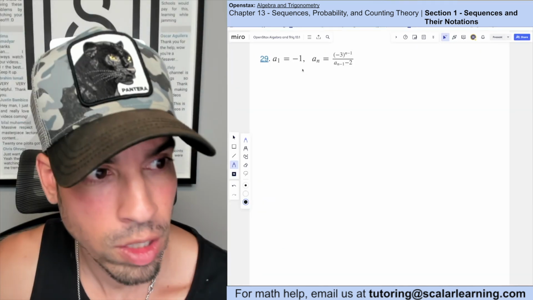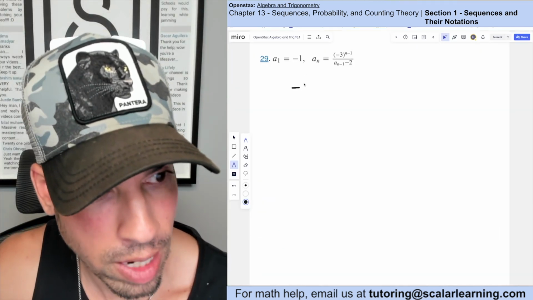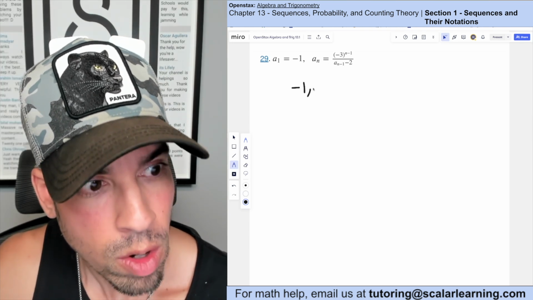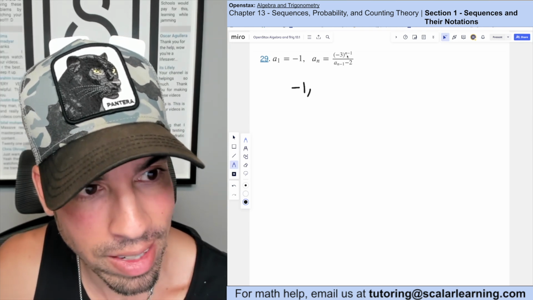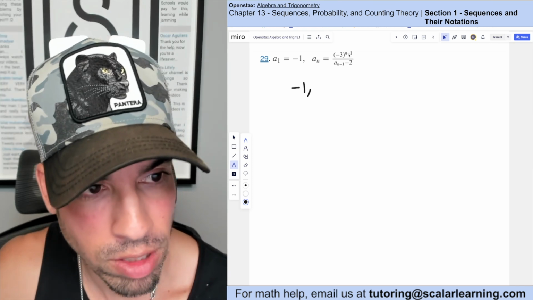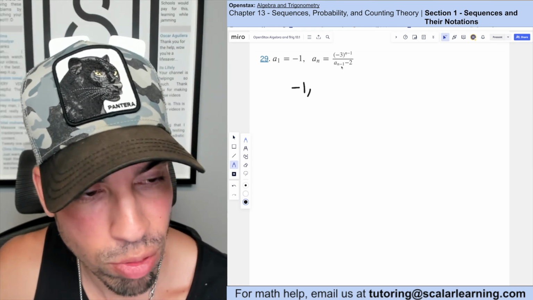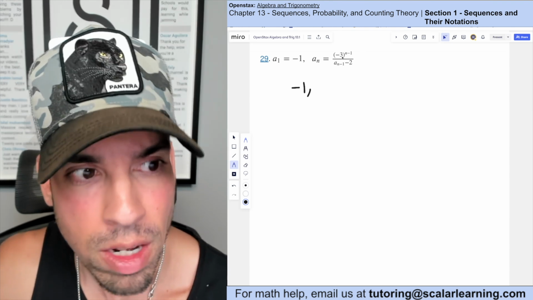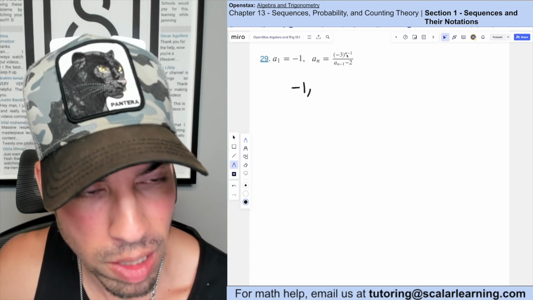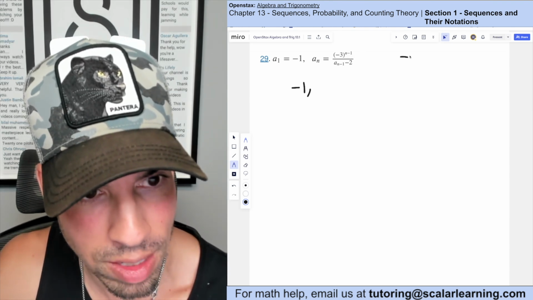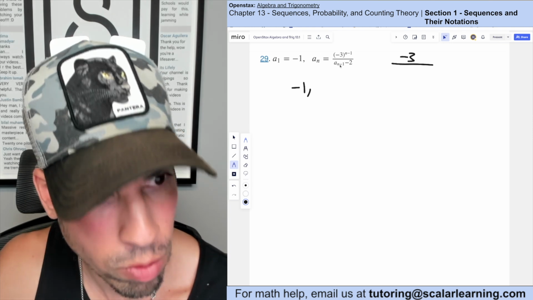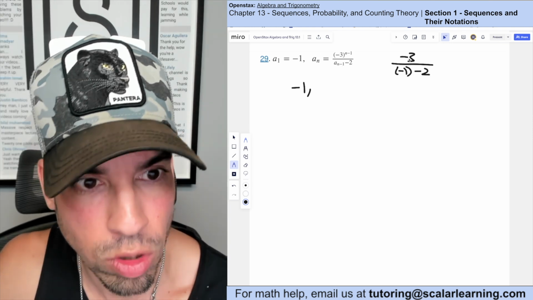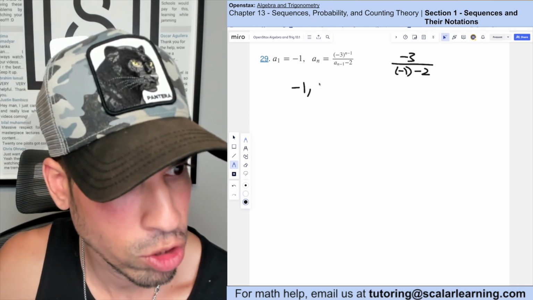Done. So for this one, we again are given the first term, which is negative 1, and then we're given the way to get the subsequent terms. So for the second term, we're going to plug in obviously 2 for n, and then using that previous term down here, which is negative 1. So let's write this out. It's a little bit more complicated than the last one. So if I plug in 2 here, I get 2 minus 1 is 1, so that's negative 3 on top, over the previous term, negative 1 minus 2. So that's negative 3 over negative 3, which is positive 1.